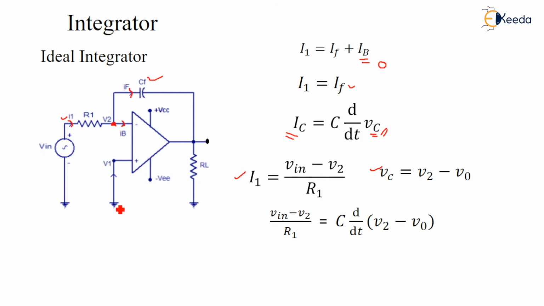This non-inverting terminal is connected to the ground. So because of the virtual short connection, V2 will be virtually ground. So this V2 will get cancelled. After simplification, Vout will be equal to minus 1 upon R1 CF integration of Vin from 0 to t plus a constant. This is the integrator output.